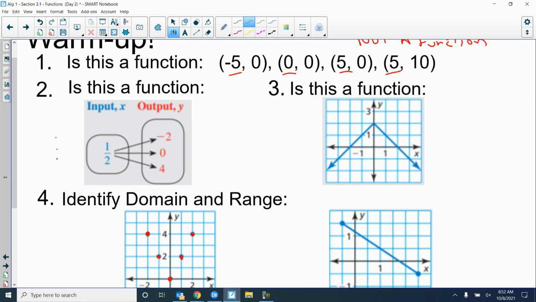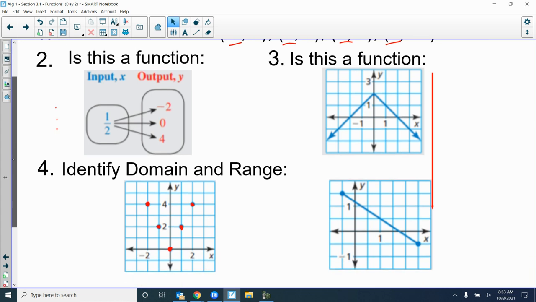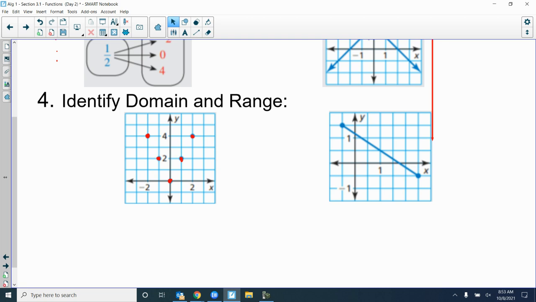Okay. Don't try this at home. Don't try drawing a line like that at home. Is that going to pass a vertical line test? It sure does, doesn't it? Nowhere does that upside down V hit that vertical line in more than one spot. So 3 is a function.